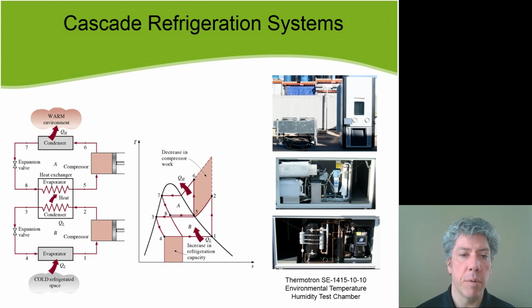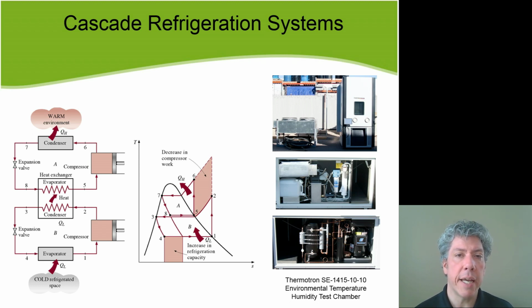So then if we continue around the cycle, let's continue around the upper cycle. From state 6 coming out of the upper compressor to state 7 is, of course, the heat rejection to the warm environment. From state 7 to state 8, then, is the drop through the upper expansion valve to complete the cycle through the heat exchanger there.